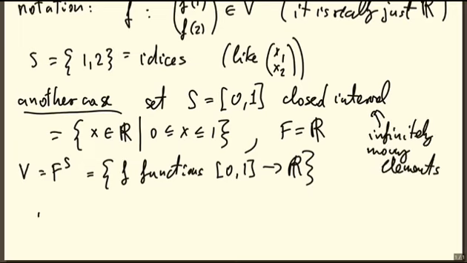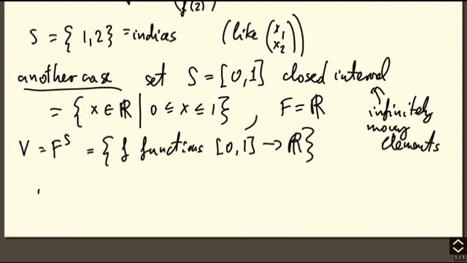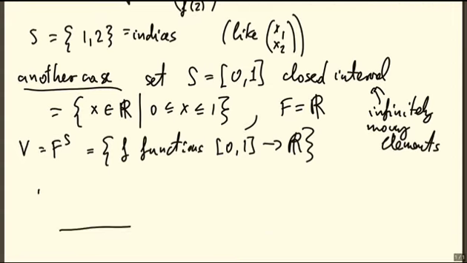Yeah, so S could be any set in the general definition. Before we used S equals {1, 2}, the set of two numbers. So this is a typo, it should be indices. So before we had just two numbers in the set S. Now we have infinitely many elements in the closed interval [0, 1]. So this is definitely more interesting than what we had before.